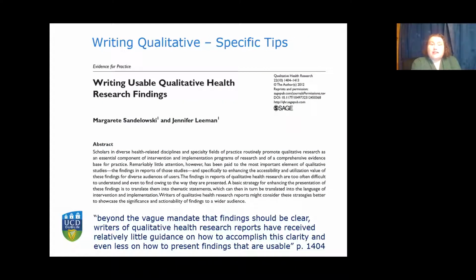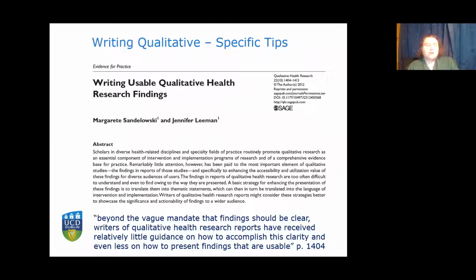Focusing specifically on qualitative research, I came across this paper from 2012, and Margaret Sandelowski is a well-known name in qualitative research, particularly in health. And I found this was a really interesting paper, just in terms of reinforcing some of the key tips and key messages that I would often share with students about writing generally. I pulled out one particular quote here because I thought it was some food for thought.